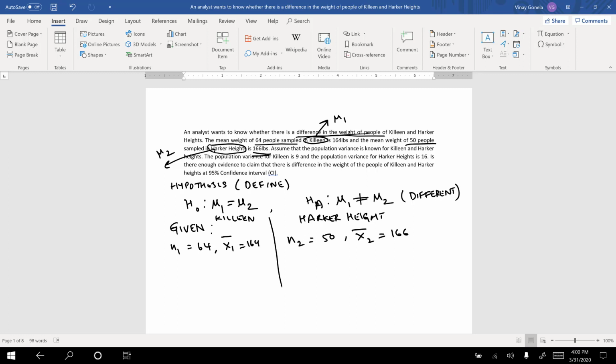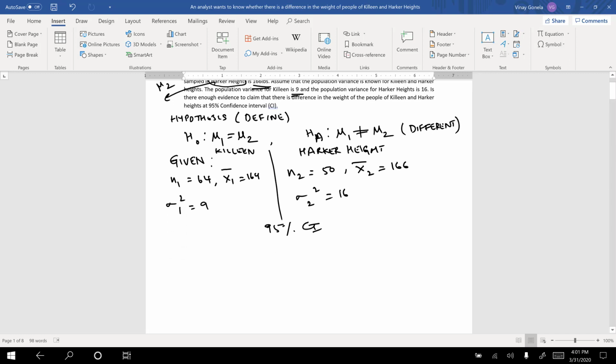and the population variance is known. So sigma 1 square is known, for both sigma 2 square is also known. So for Killeen it is 9 and for Harker Heights it's 16, and then we wanted to do 95% confidence interval. So we have this data.